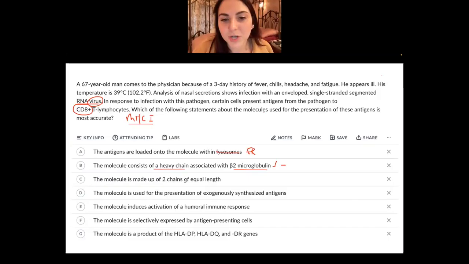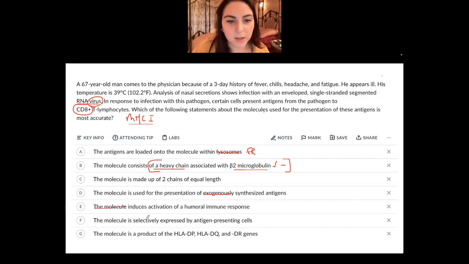The molecule is made up of 2 chains of equal length. No, remember MHC class 2, 2 for 2 chains of equal length. MHC class 1 has a heavy chain, and then it has that beta-2 microglobulin non-covalently associated with it. The molecule goes for presentation of exogenously synthesized antigens. No, endogenous, we just talked about that. Think viral infections. The molecule induces activation of the humoral immune response. Remember, the humoral immune response would be B cell activation, B cells releasing antibodies. That's more of an MHC class 2 type of thing, so this molecule doesn't do that.